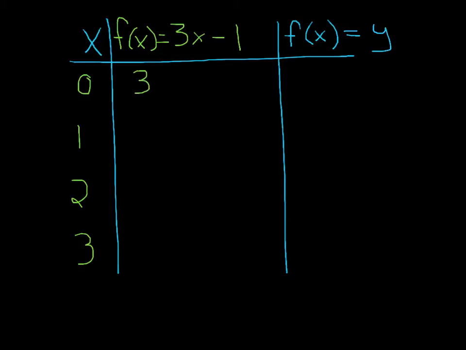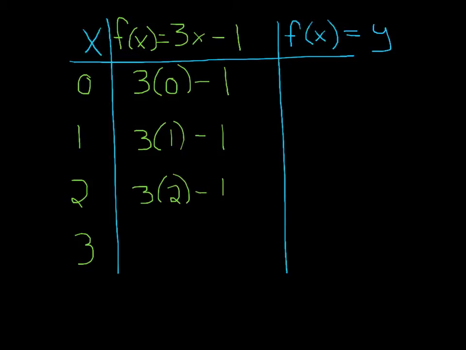So that is saying 3 times 0 minus 1. And then when we plug in 1, it'll be 3 times 1 minus 1. 3 times 2 minus 1, and 3 times 3 minus 1. So the only thing changing is the number that we're plugging in for x. So now, what do we get as our output?